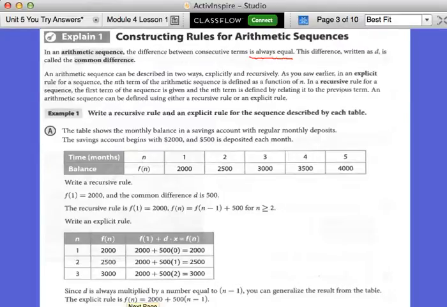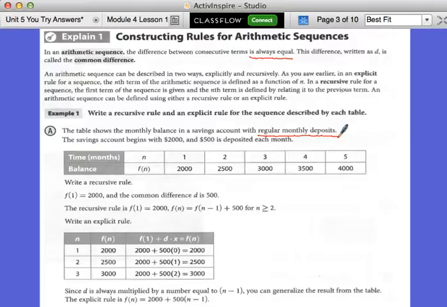The common difference is the difference between the terms in a numerical sequence, or in an arithmetic sequence. So in example 1, you have the table that shows the monthly balance in a savings account with regular monthly deposits. Since it's regular monthly deposits, that means you're always getting a deposit of the same amount. So in here, we're writing a recursive rule. Remember, recursive means that the next term in a sequence depends on the previous term.